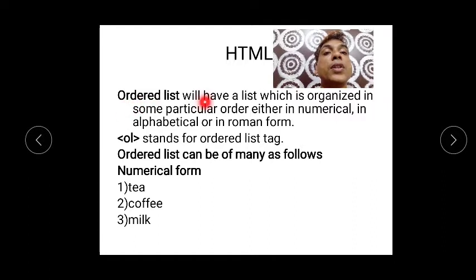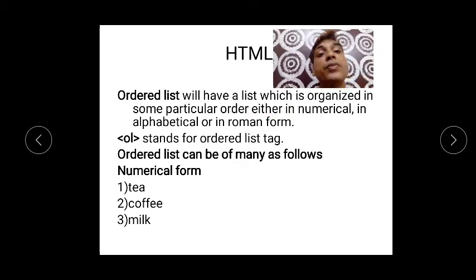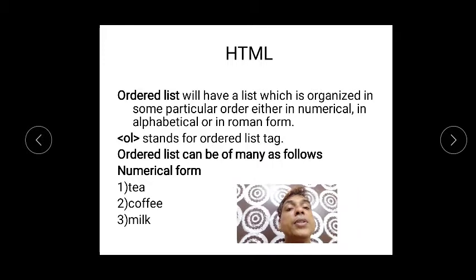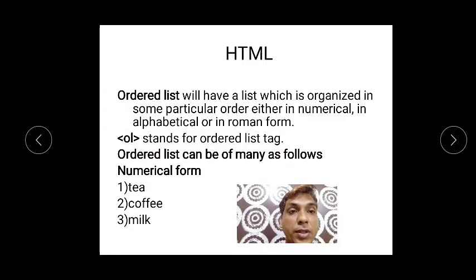Now ordered list will have a list which is organized in some particular order, either in numerical, alphabetical, or Roman form. So there are many forms like numerical, alphabetical, and Roman. Now in ordered list, a very important tag is OL. OL tag stands for ordered list. Ordered list can be as follows. I think I already told you that it can be numerical, alphabetical, and Roman. So let's take an example.